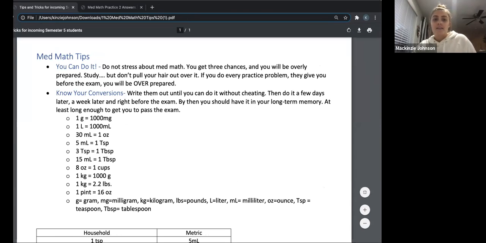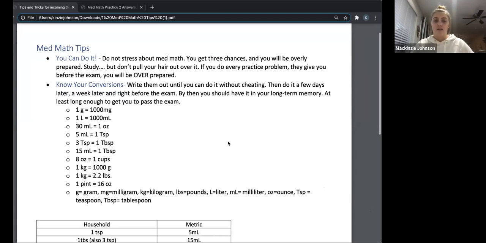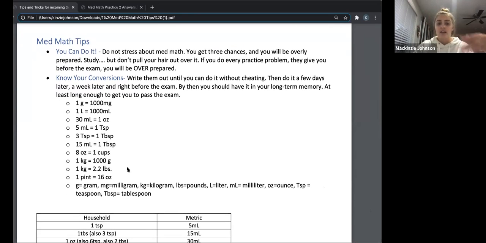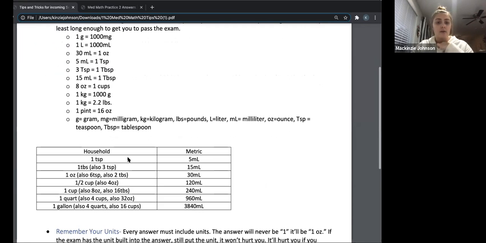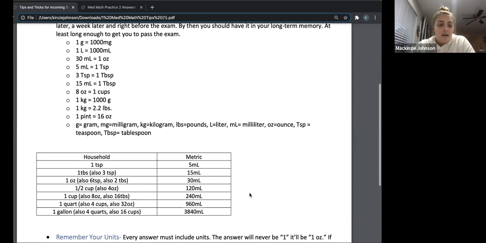It shouldn't stress you out as long as you do all the practice questions that they give you. It's not a big deal. I can send this all to you because I have all your emails. These are all the conversions, pretty standard conversions that you should know off the top of your head because they're not going to give you a conversion before the exam. This will be helpful when we're doing the worksheet, so we can reference back to that.